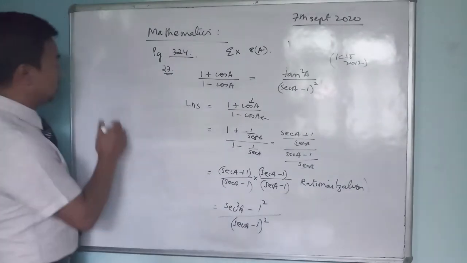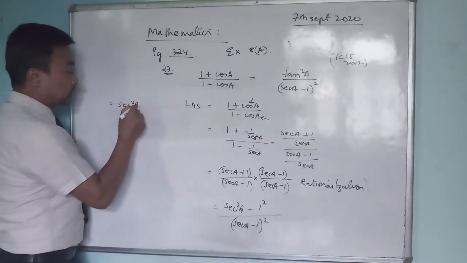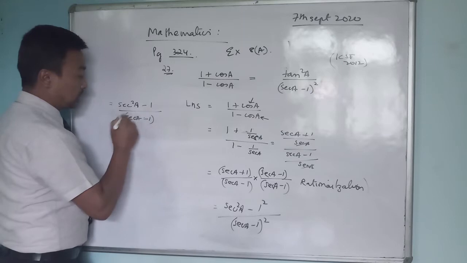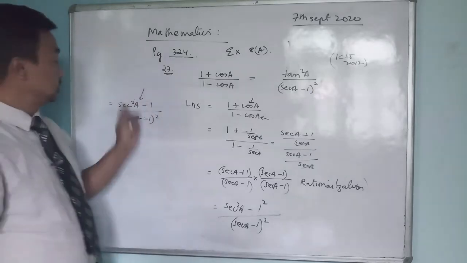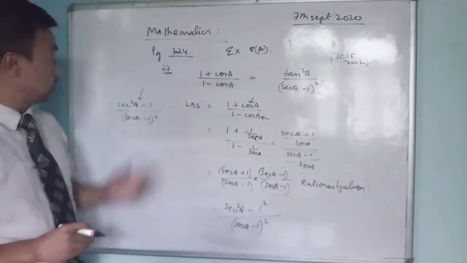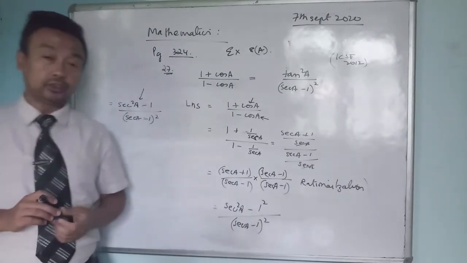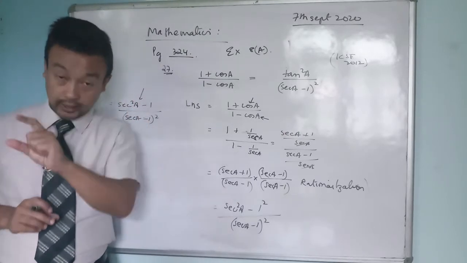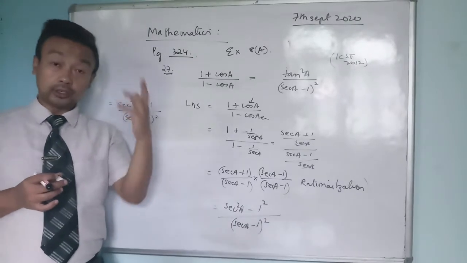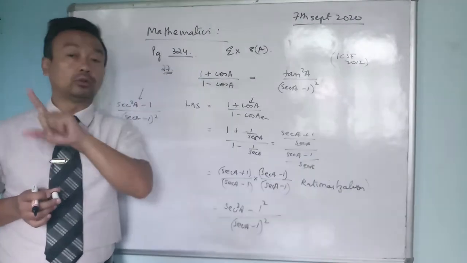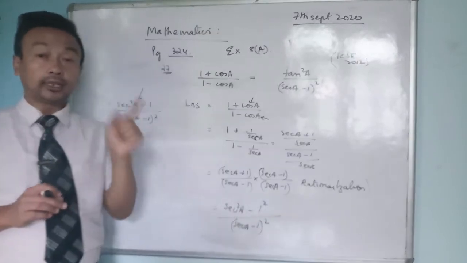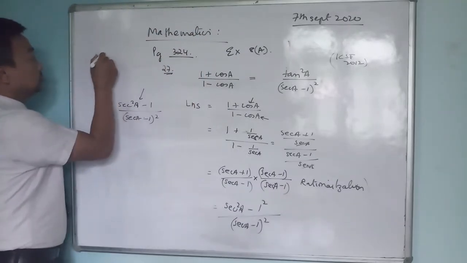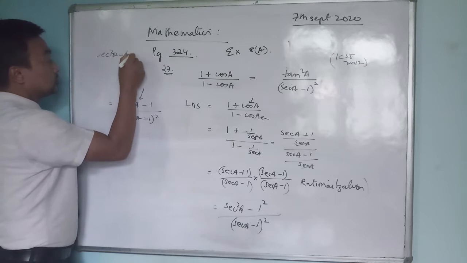Now we have one more step: (sec square A minus 1) upon (sec A minus 1) the whole square. Now this needs to be substituted by tan square A. And we know the relations from the trigonometric identities. The first relation was sin square theta plus cos square theta equals 1. Second is cosec square theta minus cot square theta equals 1. And the third one is sec square theta minus tan square theta equals 1. So these are the formulas, or the identities.